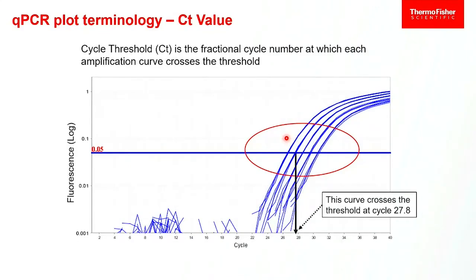CT is the point where the amplification trace you've made crosses the threshold line, and then we can get this fractional CT value that we can use for our data analysis. Each one of these groups has a different CT value, and how much they change determines the amount of difference between those two groups.